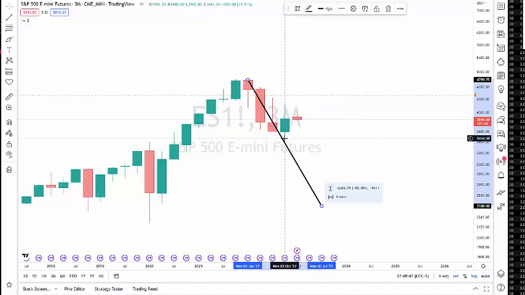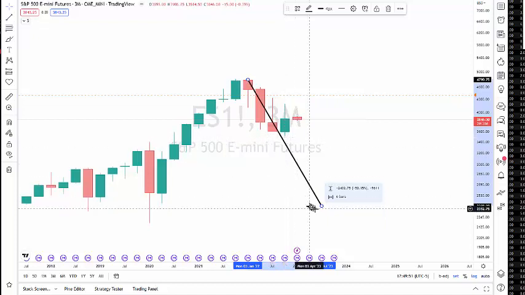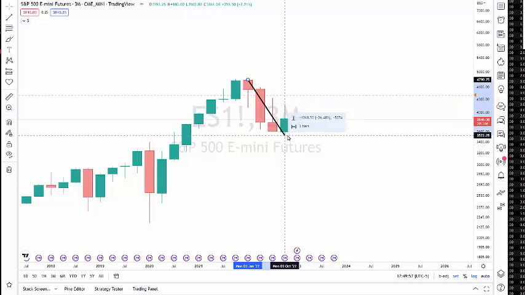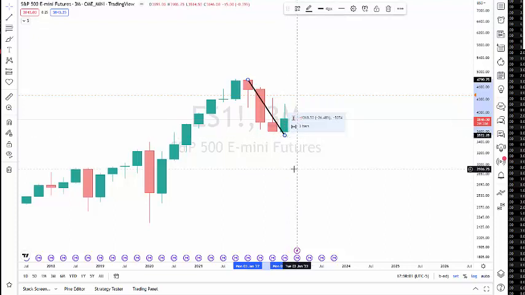If it breaks the low, then it increases your probability to definitely get this 50% downturn here in total. And you could see here the 50% downturn, we already had 26%. So that gives you about 24% more to the downside.